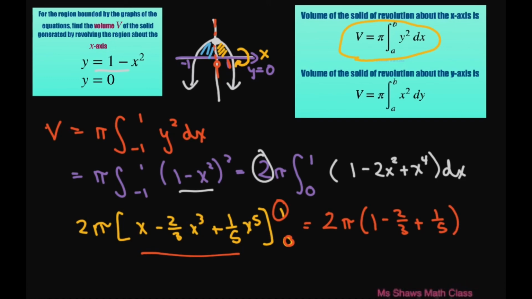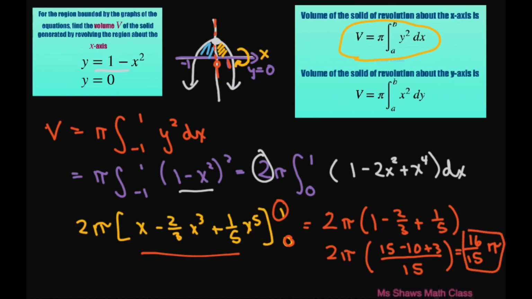All right, this is going to be 2 pi, and your common denominator is 15. So it's going to be 15 minus 10 plus 3, and this is going to equal 16 divided by 15 pi. I'm going to write it again up here, 16 divided by 15 pi, so you can see it better.